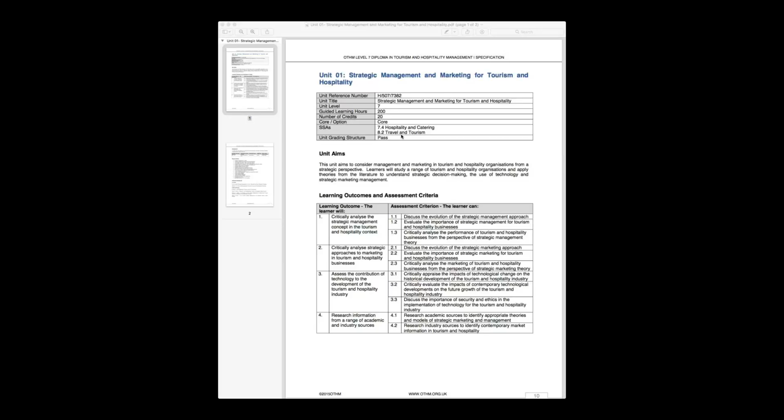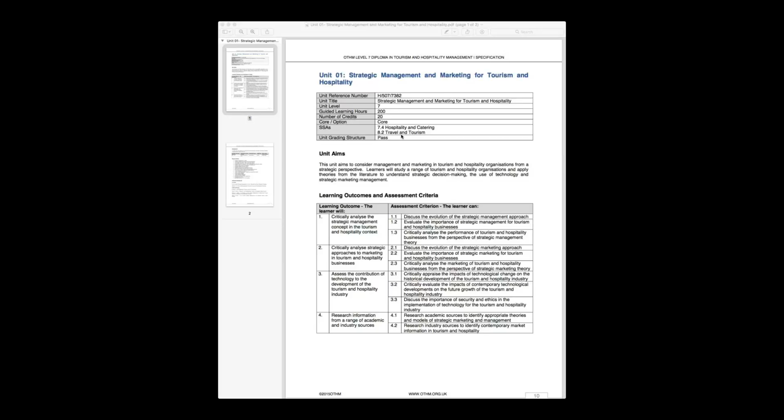The second part that they've included in this unit is something to do with marketing. So learning outcome 1 talks mostly about strategic management as an approach. Why is it important? Why do you look at it? And how is it worked out when we look at the travel and tourism industry in particular.